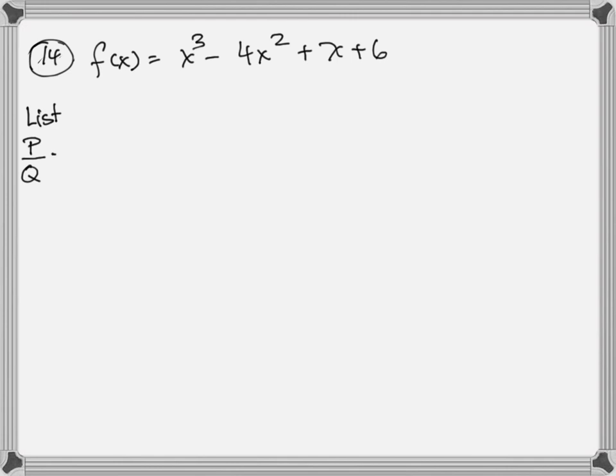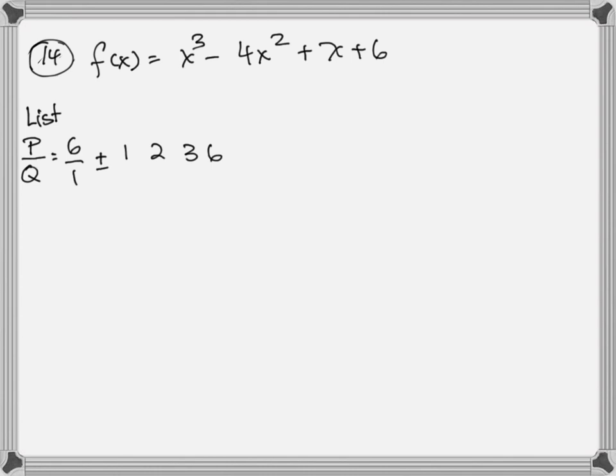Number 14: f of x equals x cubed minus 4x squared plus x plus 6. And we want to find all the zeros. Again, the degree is 3, so we need to find 3 zeros. Now let's make a list. First of all, what is p and what is q? q is 1, p is 6, so the factors of 6: plus or minus 1, 2, 3, and 6. That's my list.